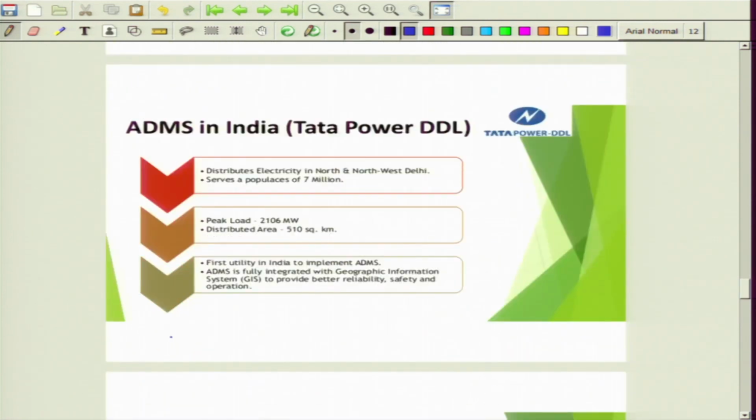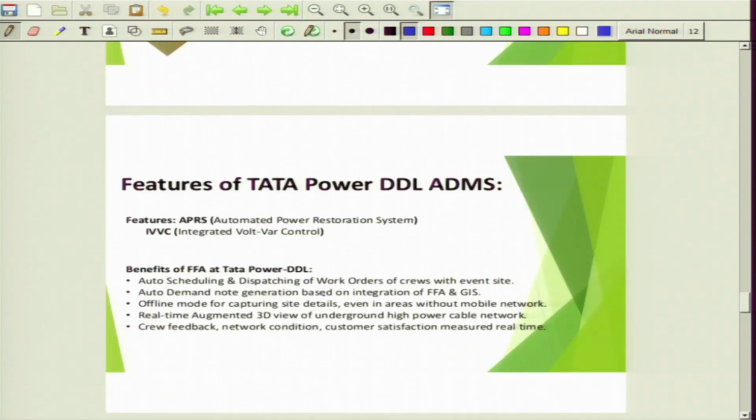And then ADMS in India, Tata Power Delhi Distribution Limited. So, Tata Power DDL they look after Delhi distribution system. They distribute electricity in north and northwest Delhi, serves a population of 7 million. Peak load is 2106 megawatt. Distributed areas 510 square kilometer. First utility in India to implement ADMS. ADMS is fully integrated with geographic information system to provide better reliability, safety and operation. So, these are the key motives for implementing ADMS in Tata Power Delhi Distribution Limited.